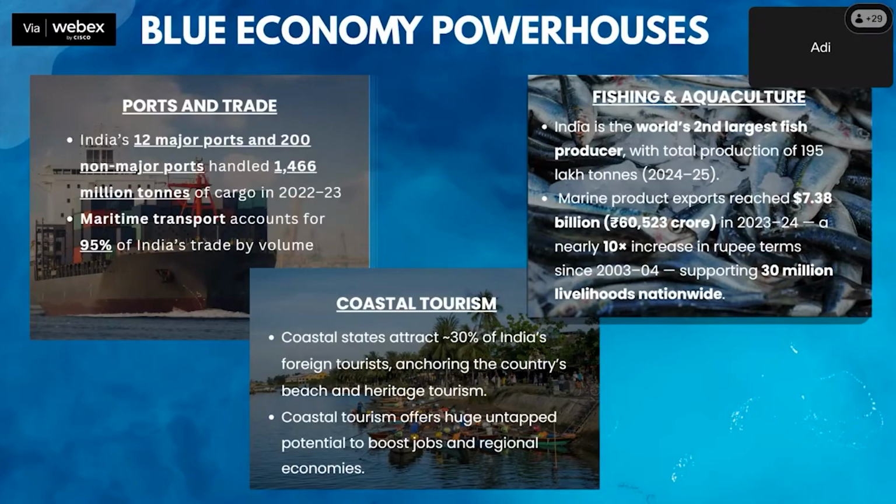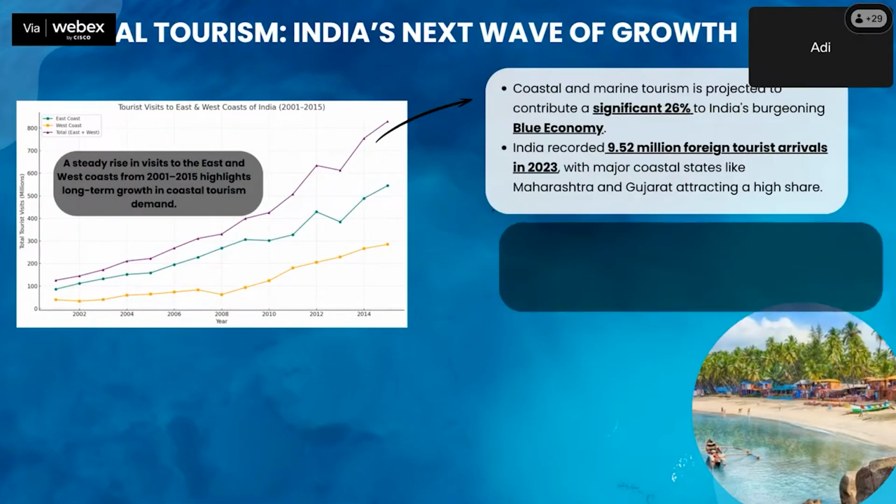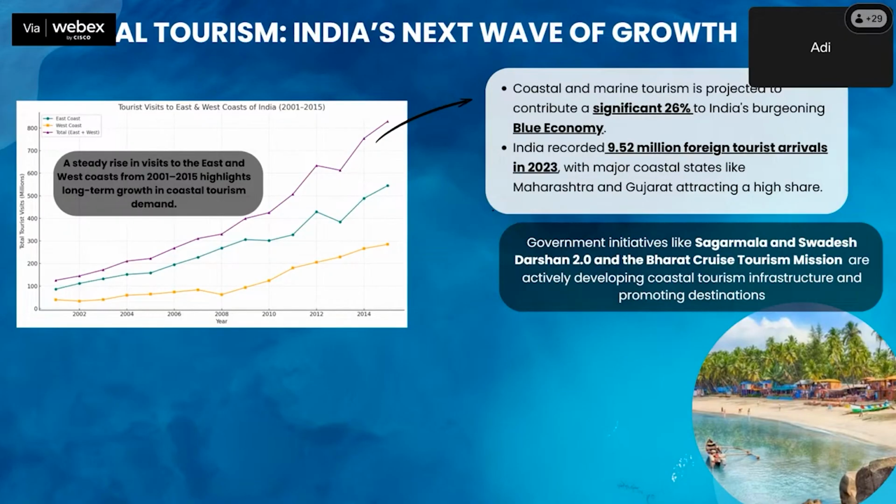India is the world's second largest fish producer with total production of 195 lakh tons. The marine product exports reached about 7 billion in 2024, which is nearly a 10x increase since 2003, supporting 30 million livelihoods nationwide. As we can see from this graph, there is a steady rise in the east and west coast from the year 2002 to 2014, due to which we can bank on the fact that coastal and marine tourism is projected to contribute a significant 26% to India's booming blue economy.